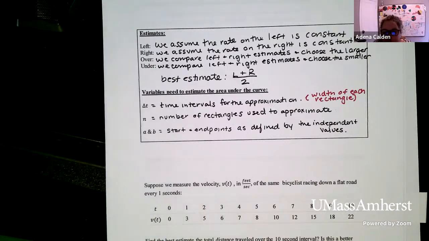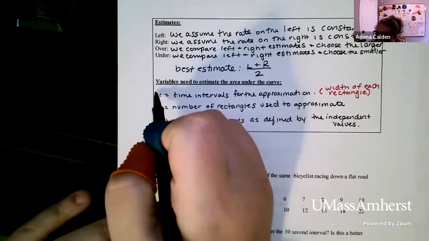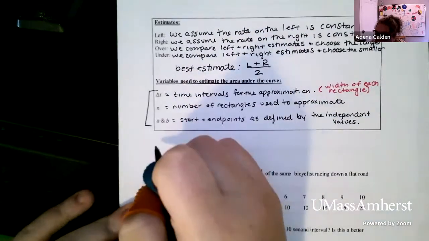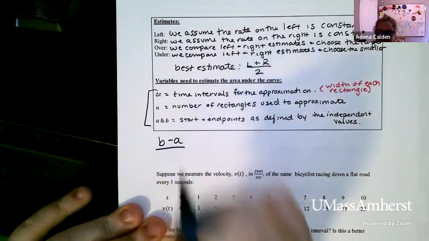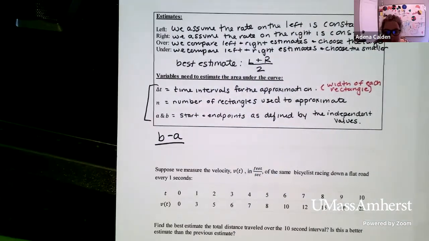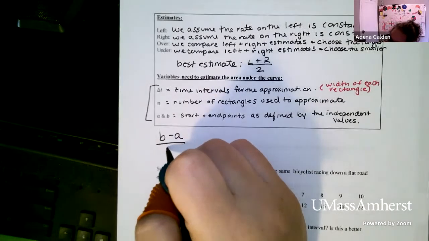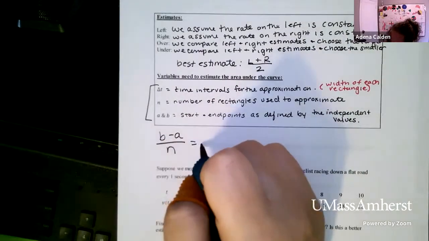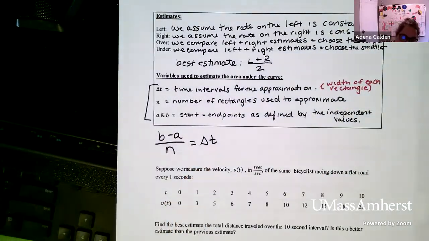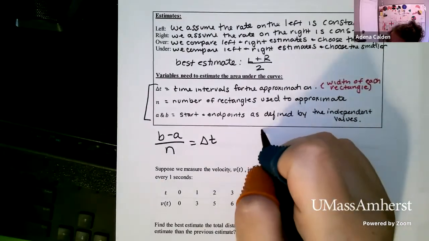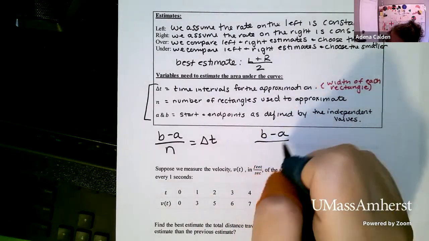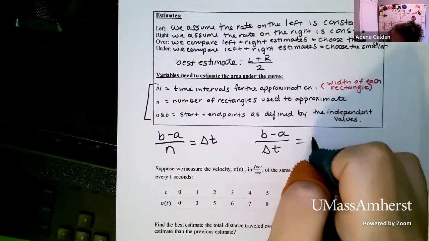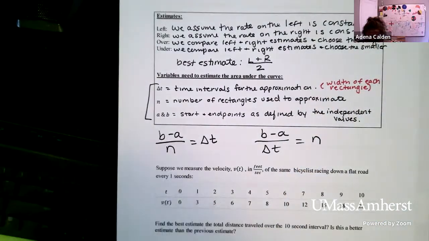It turns out that there's a relationship, like I said, between these variables. And so the relationship looks like this, right? If you look at b minus a, which is the length of the interval you're considering, if you divide that by the number of rectangles that you want to use, you are able to find delta t. Or conversely, if you have delta t, you can use that to find the number of rectangles you will be using.